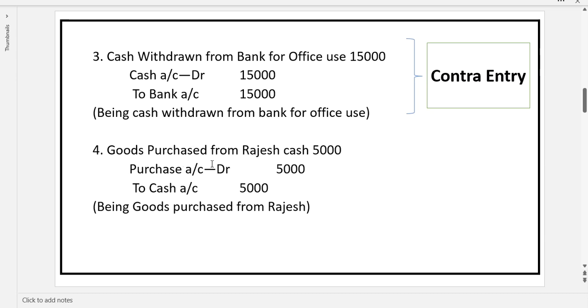Goods purchased from Rajesh, cash of 5,000. Whenever you purchase any particular goods, you will be receiving the goods and you will be paying the amount. Simple thing: what is coming in for us? Goods. And what is going out from us? Cash. Here we have not mentioned the item name, the goods name. That's why we are writing like this: purchase account debit to cash account. So being goods purchased from Rajesh.